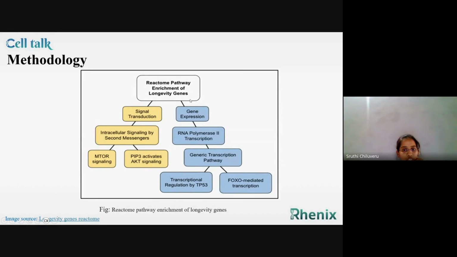This is for longevity genes. It also includes the cascade pathways, which are differentiated into signal transduction and gene expression. The signal transduction includes intracellular signaling by second messengers, that is mTOR signaling, and PIP3 activates AKT signaling. And from here, gene expression includes RNA Pol II transcription and also the generic transcription pathway, which is further differentiated into transcriptional regulation by TP53 and also FOXO-mediated transcription.